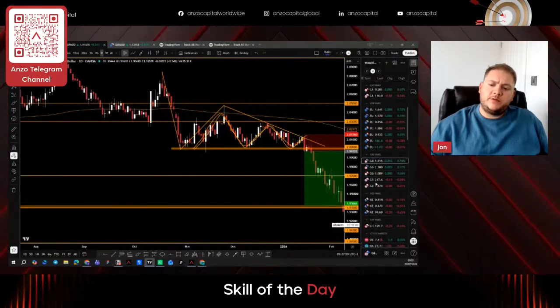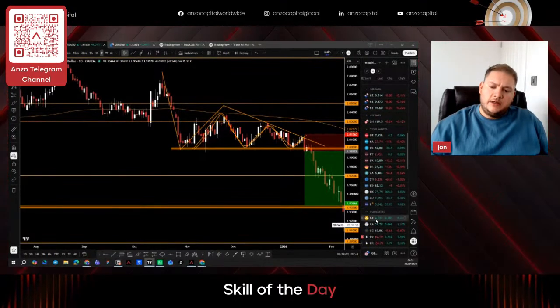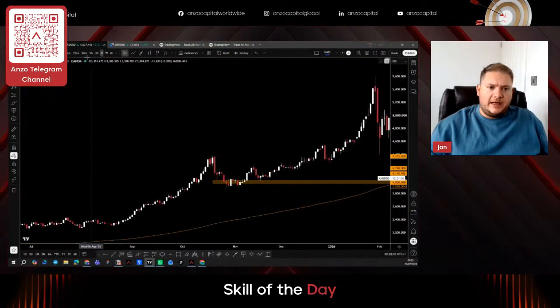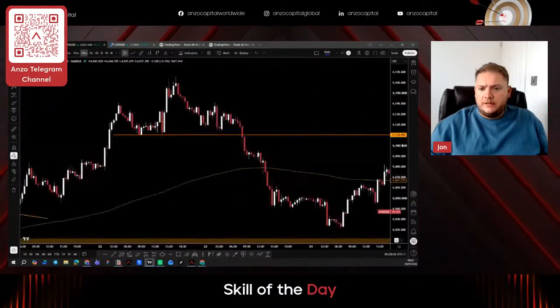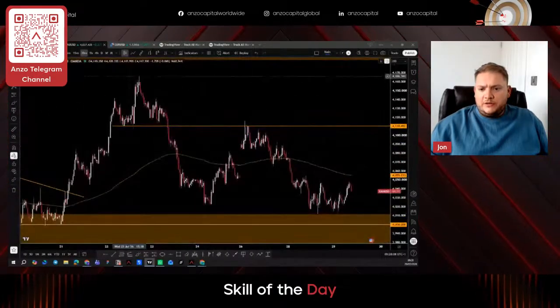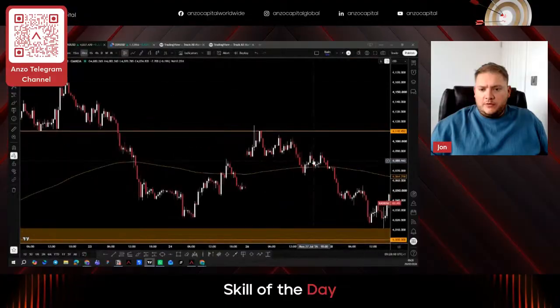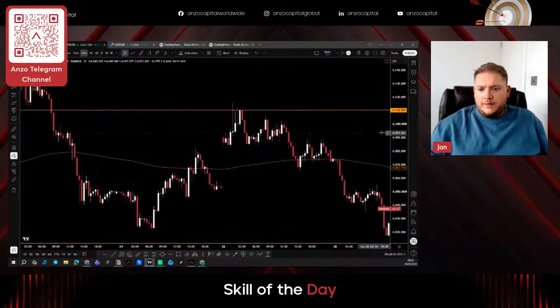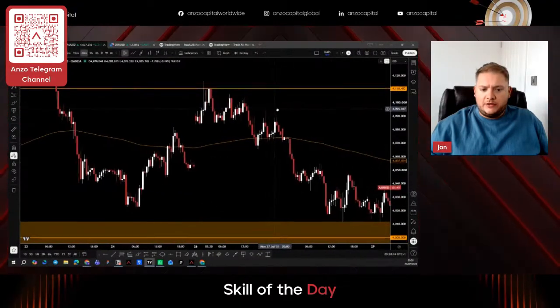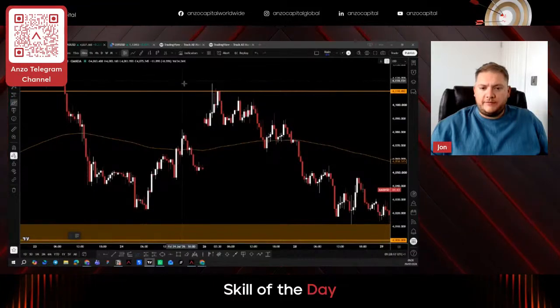I'm trying to think if there was one on gold recently where we had a bit more of a pattern going on. Let me just have a quick look. So we've had a head and shoulders pattern. Again, this is a bit more of a descending triangle pattern that formed yesterday on gold. Not the ascending one, but I'll try and see if I can find an example.